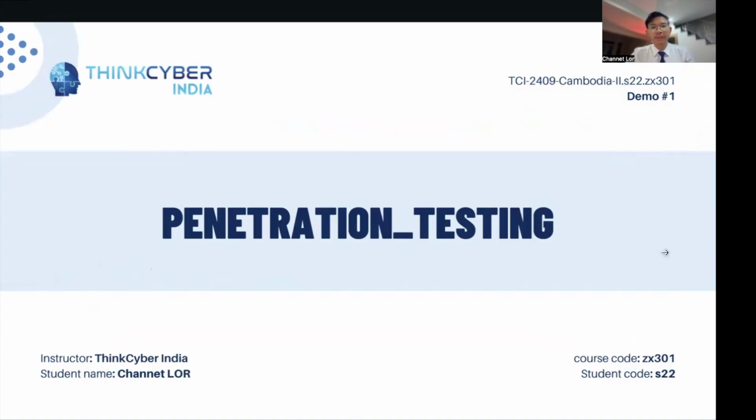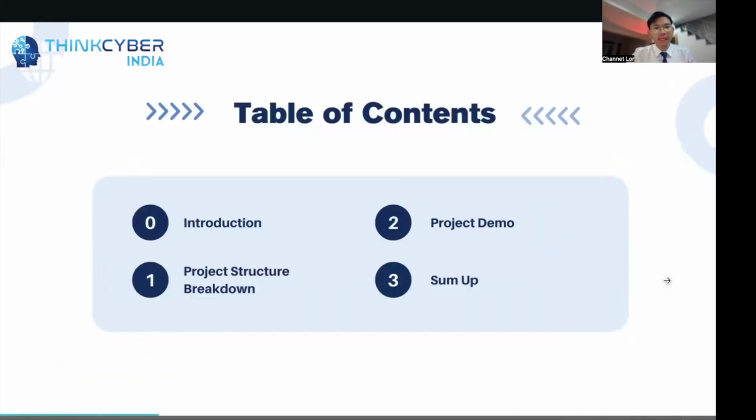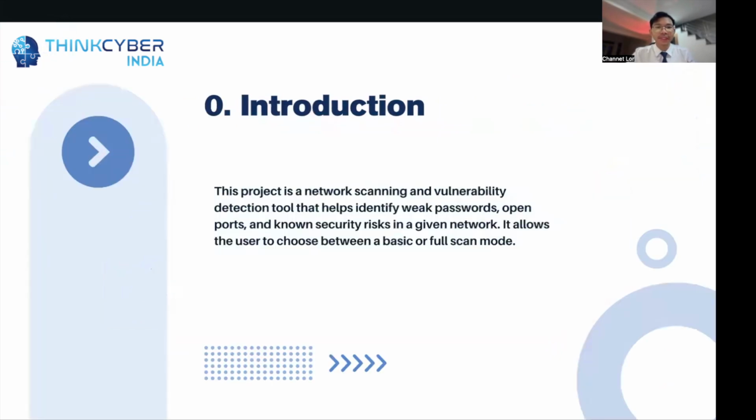Before going to the demo part, let's start with the introduction first. Here is our course name and the course code, and the student code is S22. And here is the table of contents. We have 4 items in the table of contents. So let's start with the introduction.